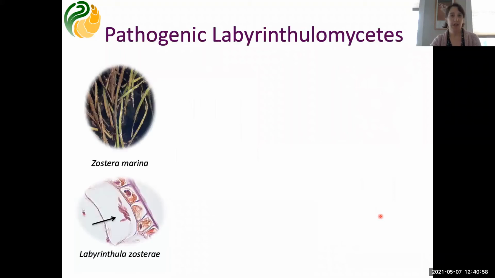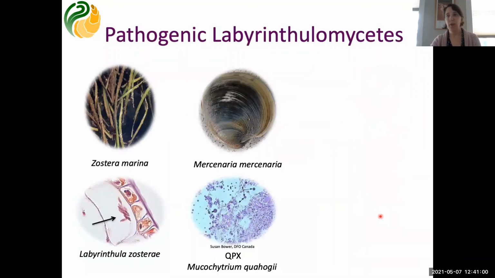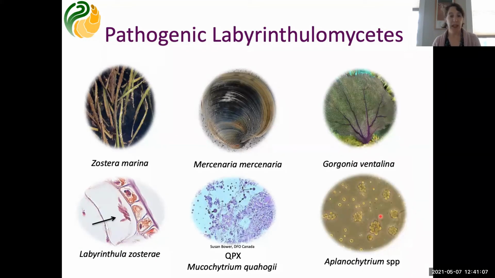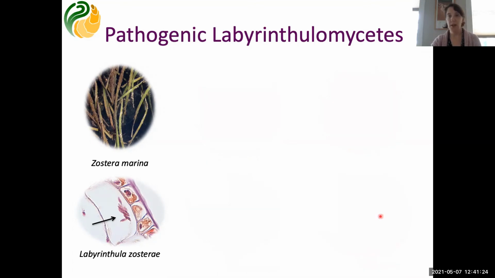And again, this Labyrinthula zosterae is an example. Sabrina's favorite, QPX, is also an example. And there's an Aplanochytrium species that I worked with in sea fan corals that could be pathogenic. Working with sea fan corals and doing infection trials is nearly impossible, in part because most of the sea fans were already infected with this guy, which is probably no surprise.